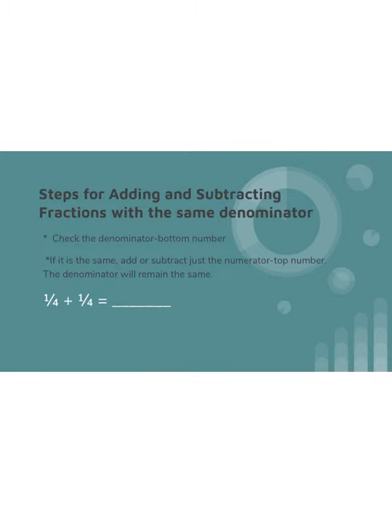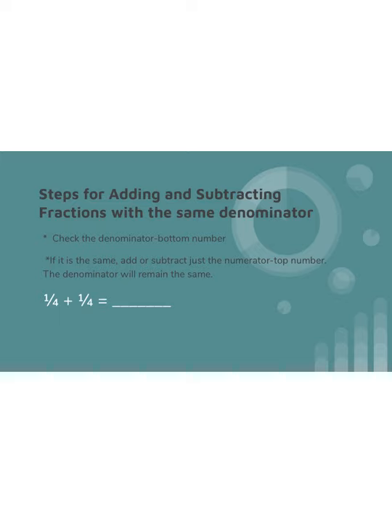When you add and subtract fractions, the first thing you have to make sure is that the denominator, or the bottom number, is the same. So these will be your steps when you're adding and subtracting fractions. The first thing you want to do is check to make sure that the denominator, or the bottom number, is the same on both your fractions. If it is the same, then you're just going to add or subtract just the numerator, and that's your top number. The denominator stays the same, okay?